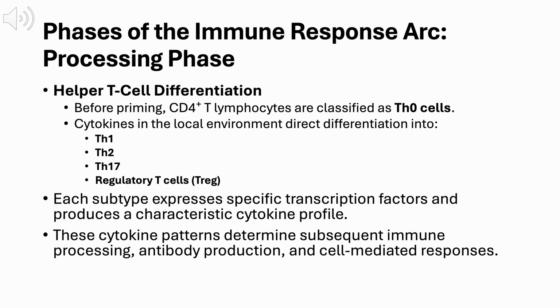And those cytokine patterns are not academic. They determine everything about the subsequent response: how antigen is processed further, what class of antibody the B cells produce, and which cell-mediated effector mechanisms come into play. This is arguably the most important branch point in the whole lecture. Over the next 4 slides, we'll take each subset in turn, Th1, Th2, Th17, and TREG, and connect each to the ocular diseases it drives.